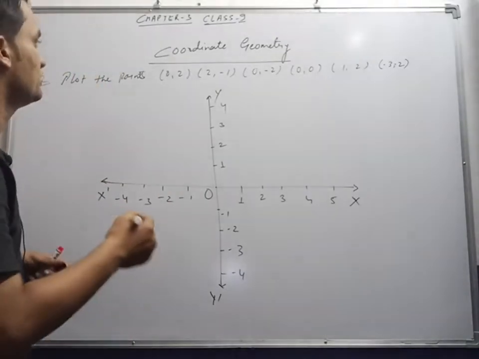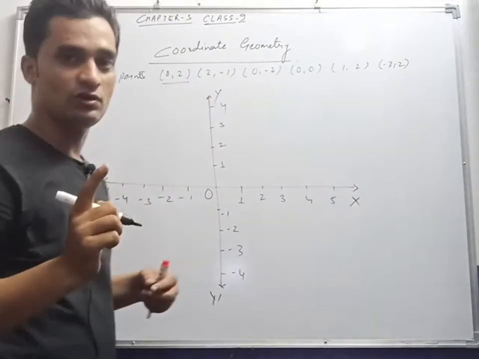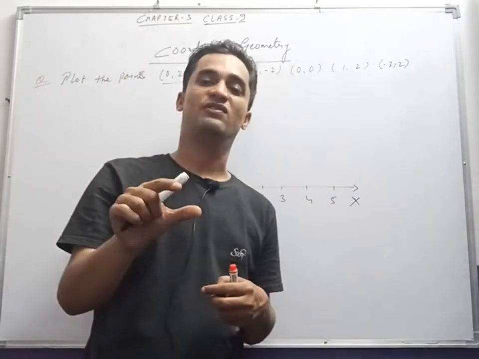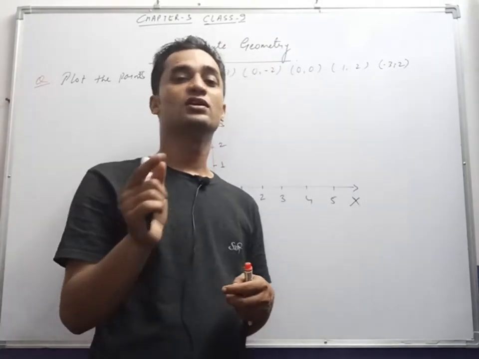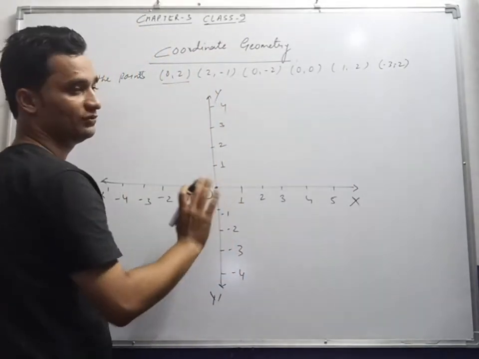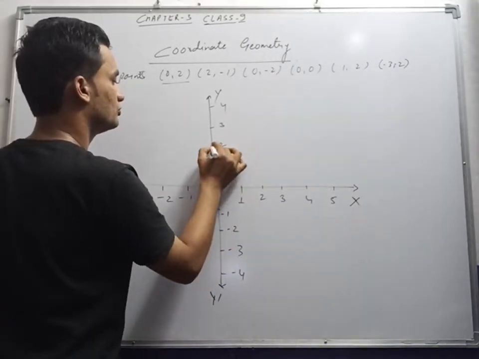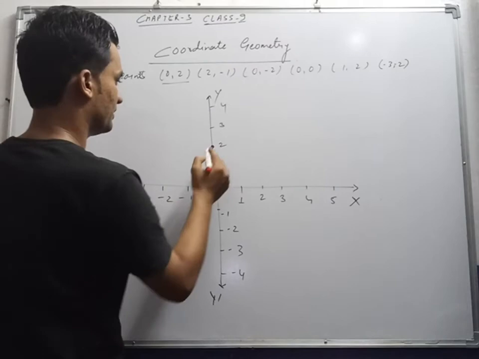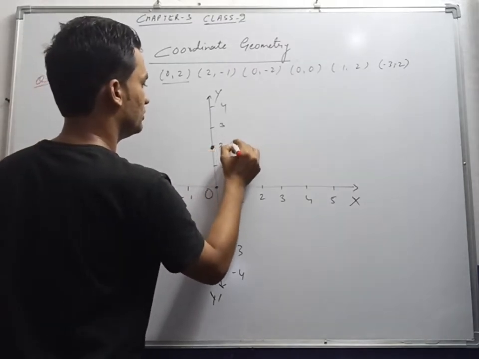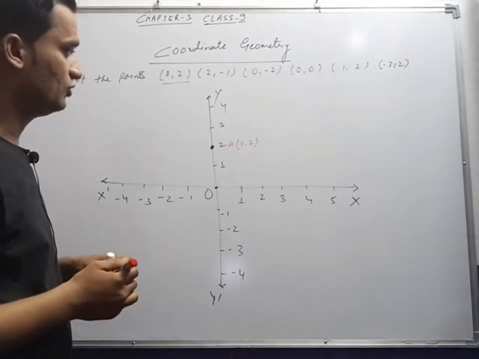So the first point is 0 2. I said always the first value belongs to x and the second is for y. So x is 0, which means we are here only, we will not move. Then 2, we have to go up to 2. So I am putting a point here, that is 0 2, point A.